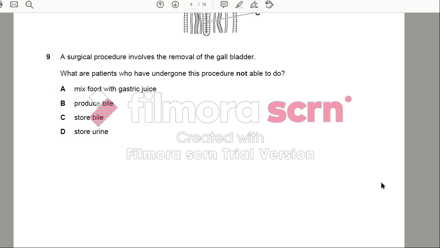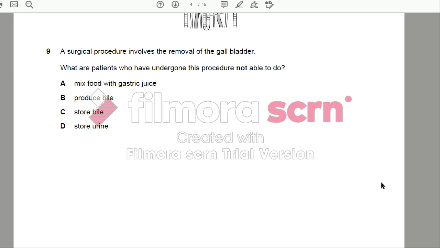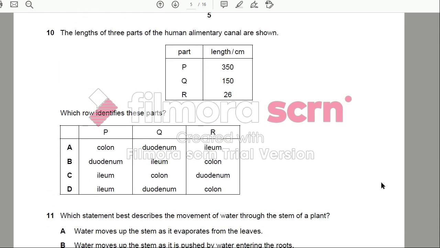Bile is actually produced by the liver, not by the gallbladder. Store bile, yes. Gallbladder is a storehouse. It stores bile. Store urine, no. For urine, we have urinary bladder. So, which one will be the correct answer? C. Gallbladder store bile. Now we move to question number 10.